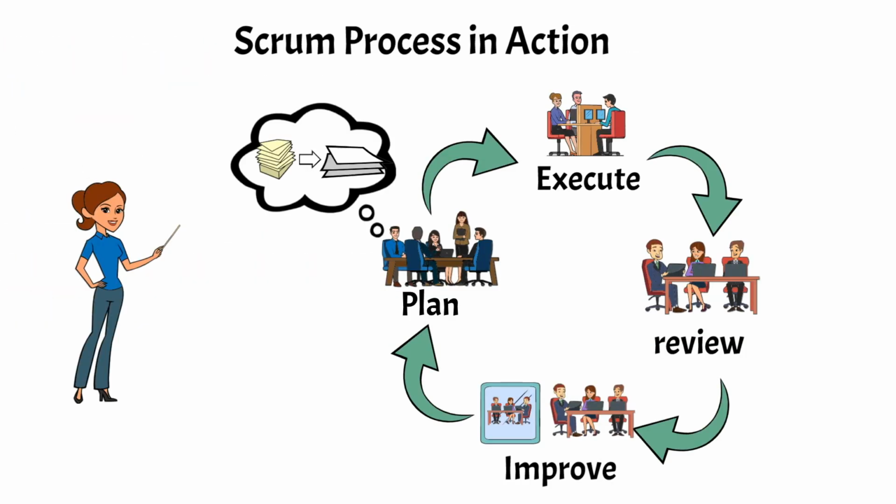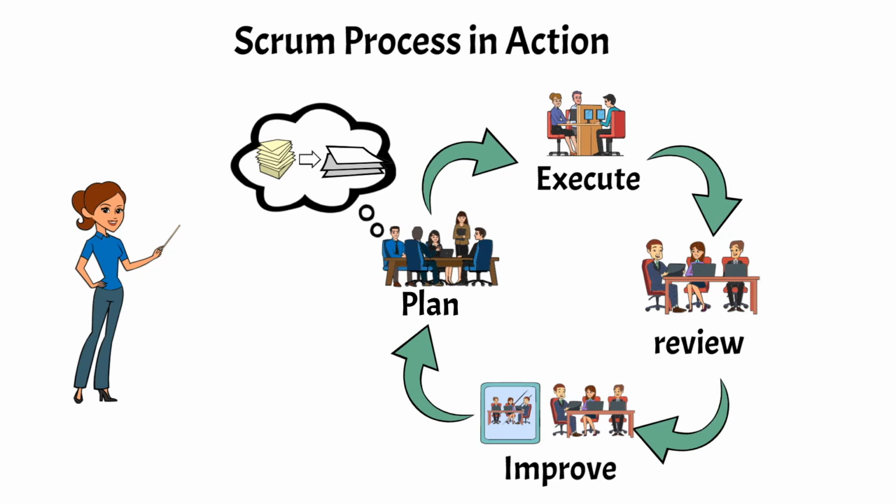Let's see the Scrum process in action. Here's how a typical sprint might unfold. Sprint planning: the team gathers, reviews the product backlog, and decides on the sprint goal. They select the highest priority items they believe they can complete during the sprint and move these items into the sprint backlog. During the sprint, the team collaborates daily through the daily Scrum, adjusting their plan as needed to achieve the sprint goal.